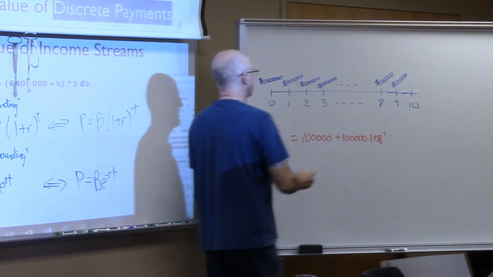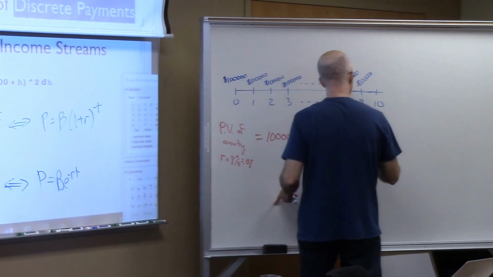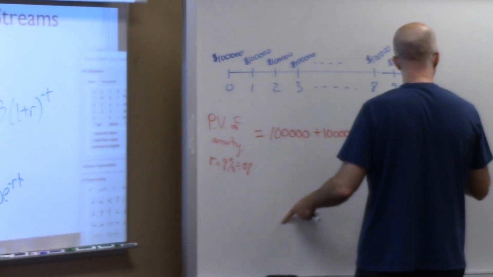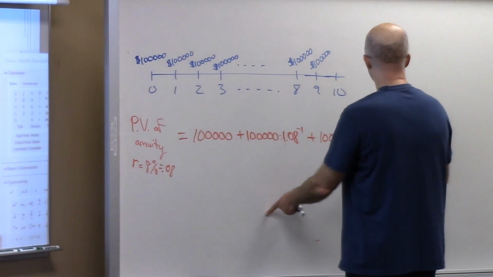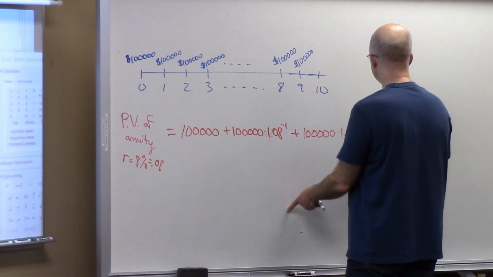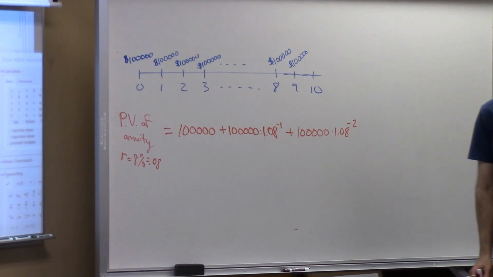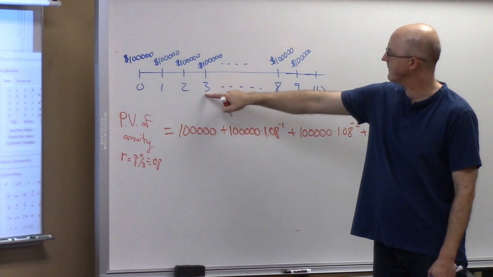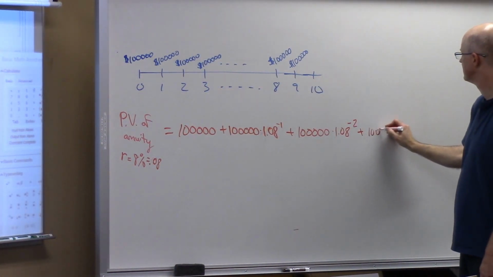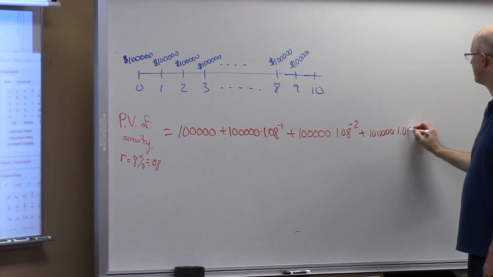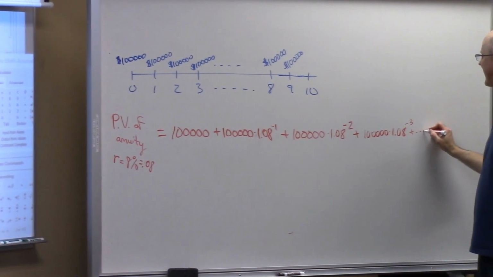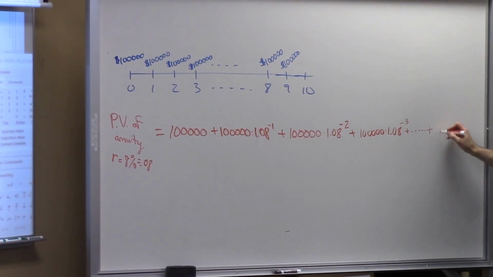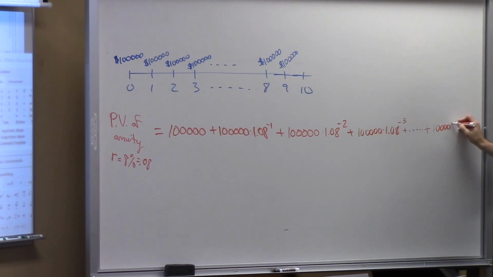The next payment of $100,000 is 2 years in the future. What's its present value? You've got to pull that back in time 2 years. That gets done by multiplying by 1.08 to the negative 2 power. The fourth payment at time 3 gets pulled back 3 years: 1.08 to the negative 3 power, etc. The last payment of $100,000 is at time 9, so that's got to get pulled back in time by 9 years, multiplied by 1.08 to the negative 9 power.